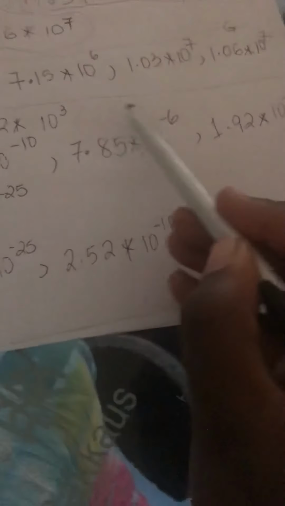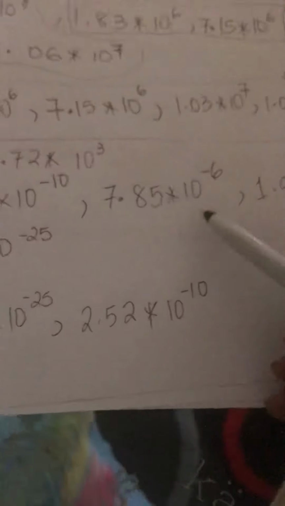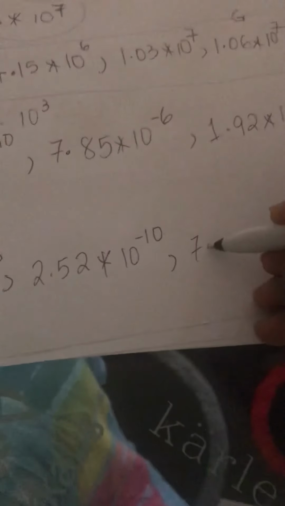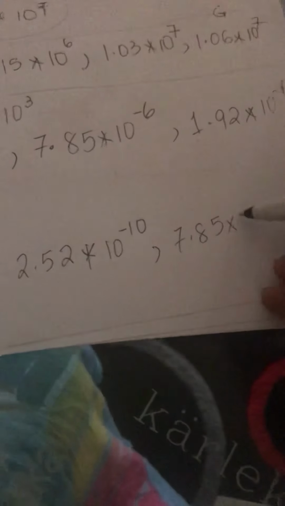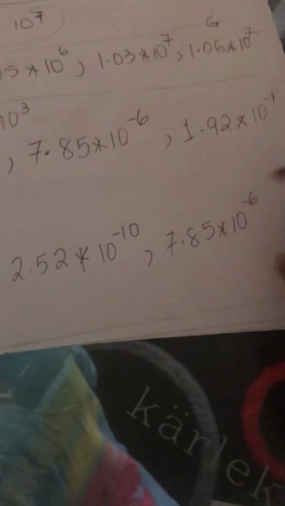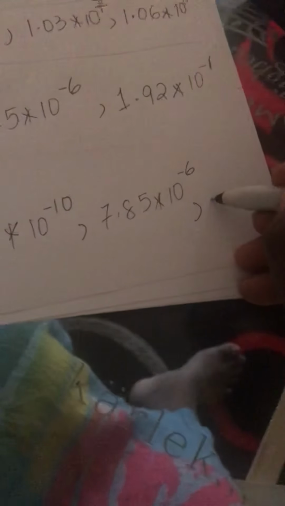Then I have 3, negative 6, and negative 1. So negative 6 comes next. 7.85 times 10 to negative 6, because negative 6 is bigger than negative 10. Okay? After that, I will do negative 1. Okay, negative 1 is bigger than negative 10. It is also bigger than negative 25. It is also bigger than negative 6.